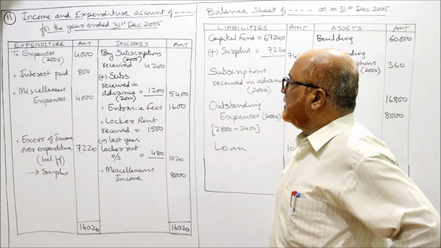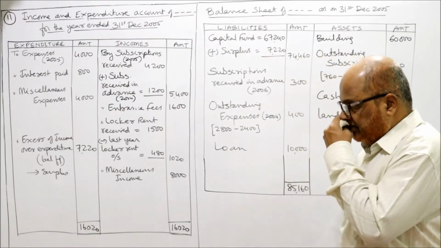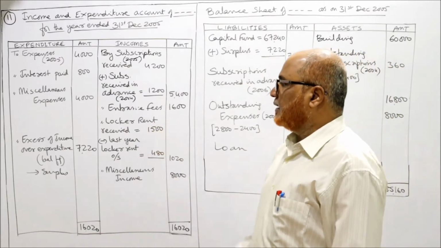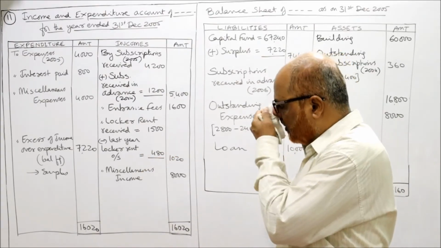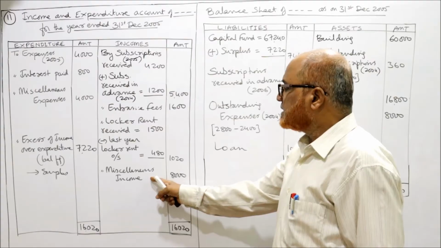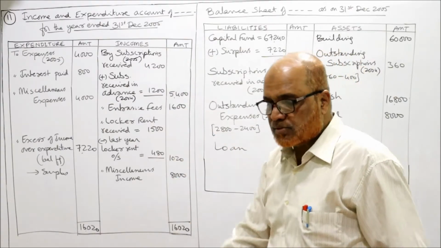Entrance fees 1,600. Then locker rent. Locker rent received 1,500. Less last year locker rent outstanding 480. So 1,080. Miscellaneous income 8,000. So all the incomes we have taken.